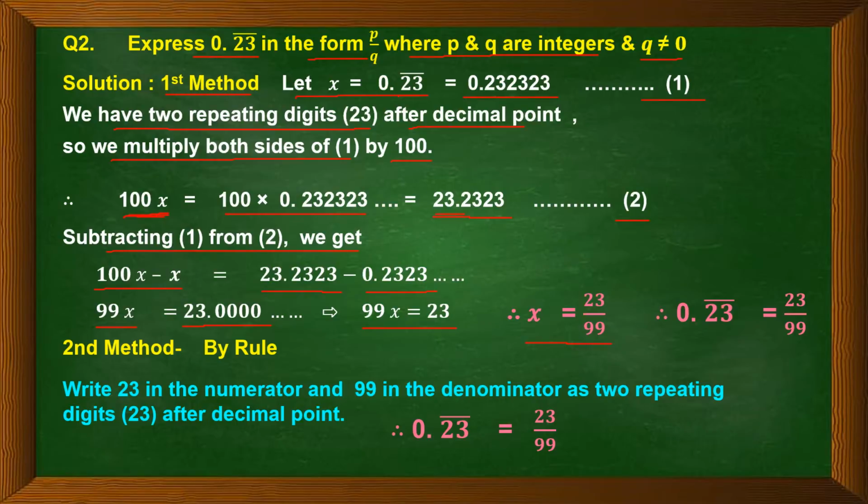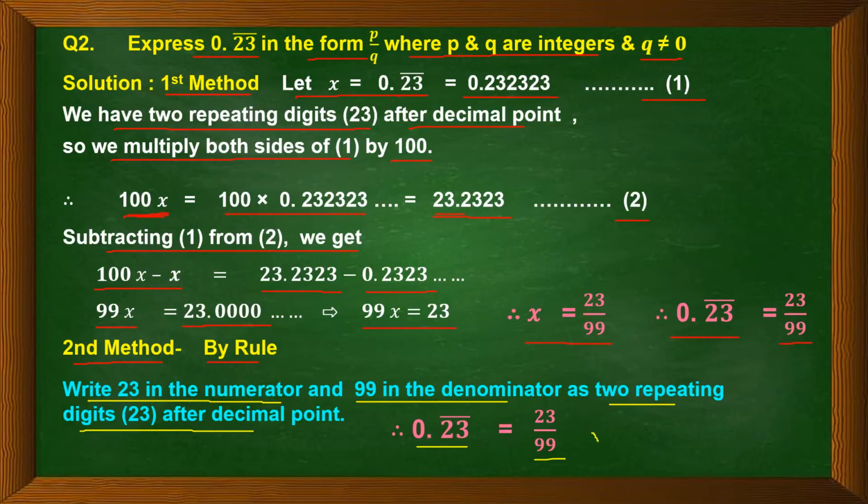And what was x? X was 0.23 bar. So 0.23 bar we can say it is equal to 23 by 99. So this is the P by Q form of the decimal number. Right? Now according to the second method, that is by rule method, we can say that write 23 in the numerator and 99 in the denominator, because there are two repeating digits, that is 23, after the decimal point. So for 0.23 bar, just remove the decimal point, write down in the numerator 23 and below it in the denominator write down 99, because there are two repeating digits after the decimal point.